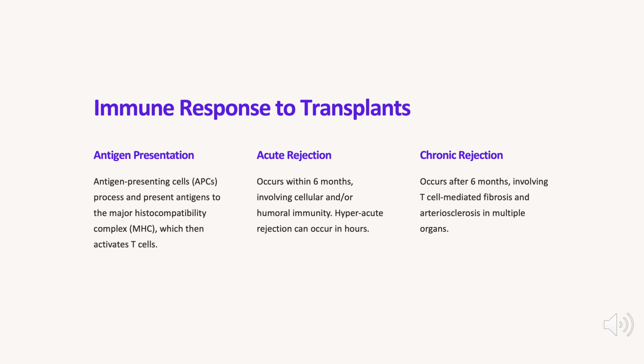2. Acute rejection. This type of rejection typically occurs within the first 6 months post-transplantation and involves both cellular and/or humoral immunity. In severe cases, hyperacute rejection can manifest within hours of transplantation. 3. Chronic rejection. Unlike acute rejection, chronic rejection develops after the initial 6-month period. It is characterized by T-cell-mediated fibrosis and arteriosclerosis in multiple organs, leading to progressive graft dysfunction and failure over time.